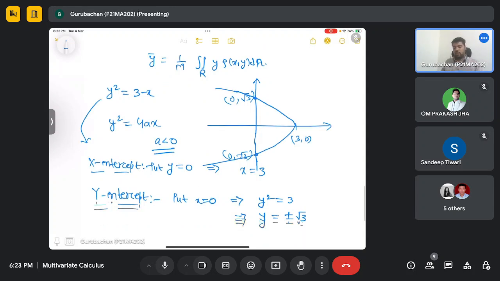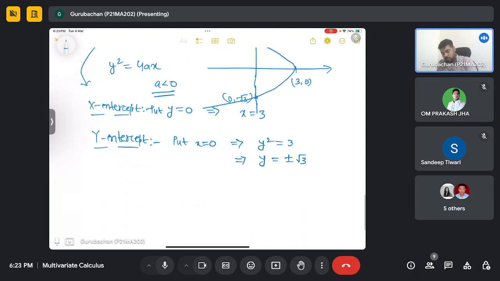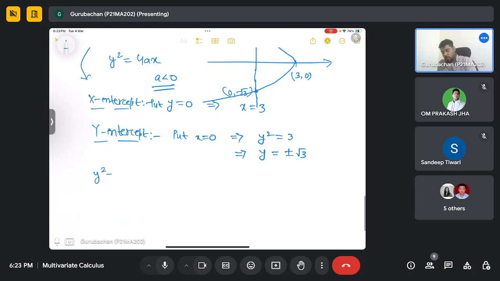Okay. Now in a similar way, can you tell me how we can draw 3 minus 3x? Where is the base, what is the intercept, and how is it cutting our previous parabola, right? Tell me. Try this.